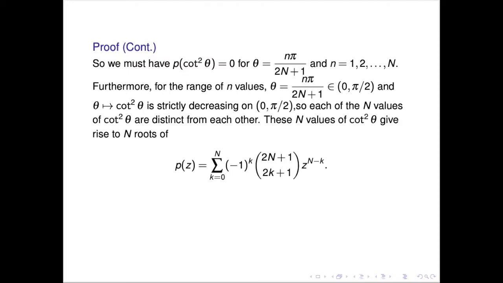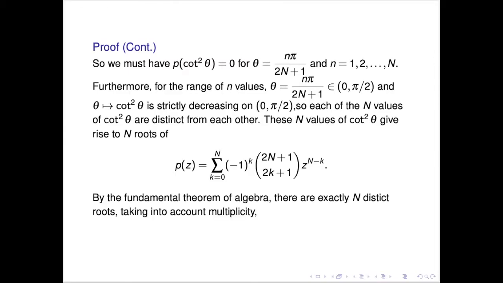Also, these capital N values of cot²θ give rise to capital N roots of the polynomial p(z), and we remember from earlier that p was a polynomial of degree capital N, and so by the fundamental theorem of algebra, it has exactly capital N roots taking into account multiplicity. We have found capital N distinct roots, so there can be no other roots for the polynomial p. In other words, we have found all the roots of p.